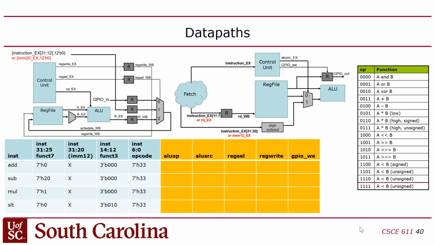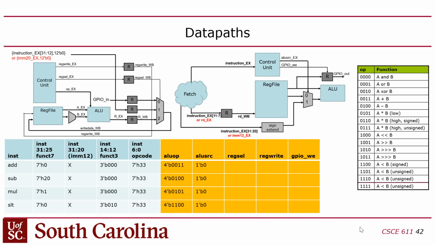Now you have to reference this table. How do I add? It's 0011, so I have to put 3 on the ALU op. Subtract is 0100, multiply is 0101, and set less than is 1100. Those come from this table. Unfortunately, you're going to have to just refer to this table, because no one's going to memorize that.